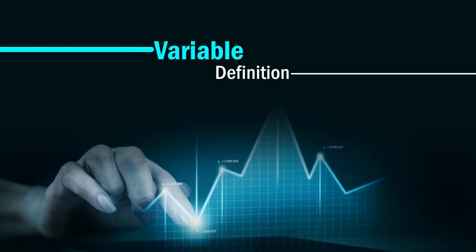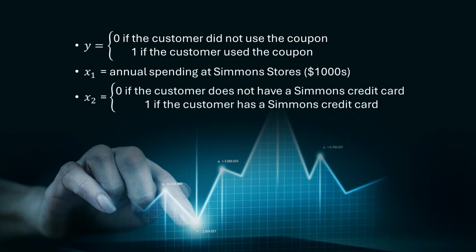We can see the variable definitions of this equation. Here y is equal to 0 if the customer did not use the coupon, and is equal to 1 if the customer has used the coupon. And x1 is the annual spending at the store, which is in dollar thousands. And x2 is again binary, where it is 0 if the customer does not have the credit card, and it is 1 if the customer has the credit card. Because in our case we have only these two variables, our equation reduces to this form.